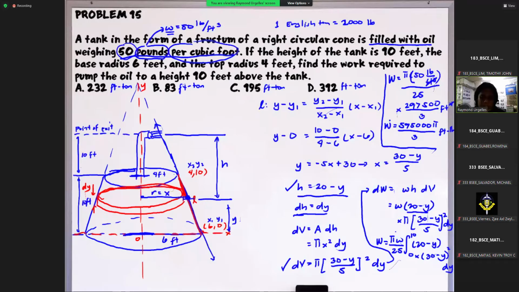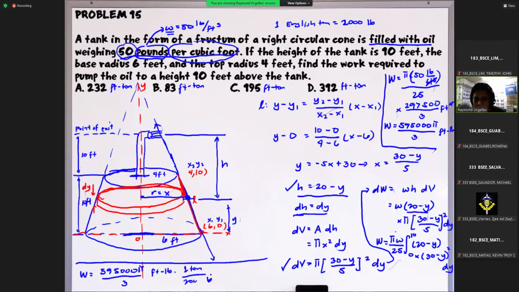So if we use it here, our work is 595,000 pi divided by 3, and this will be in foot pounds. We multiply it by 1 ton for every 2,000 pounds so that the pounds cancel, and the result will be in foot ton. Doing that gives us the answer in the choices, which is 312 foot ton. Therefore, the answer is letter B.